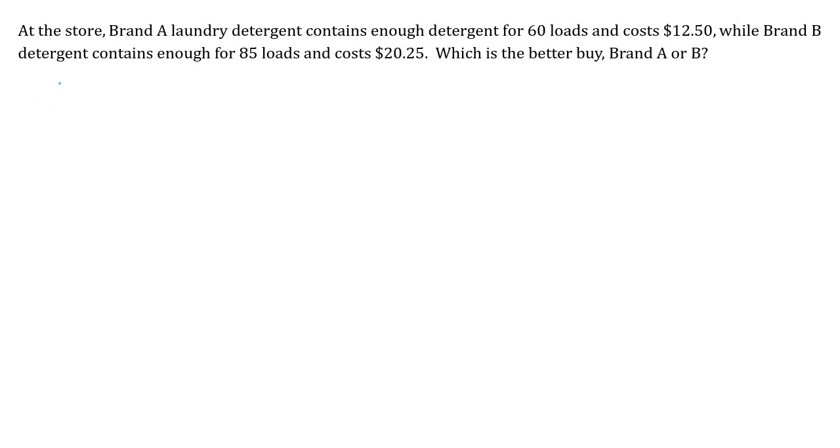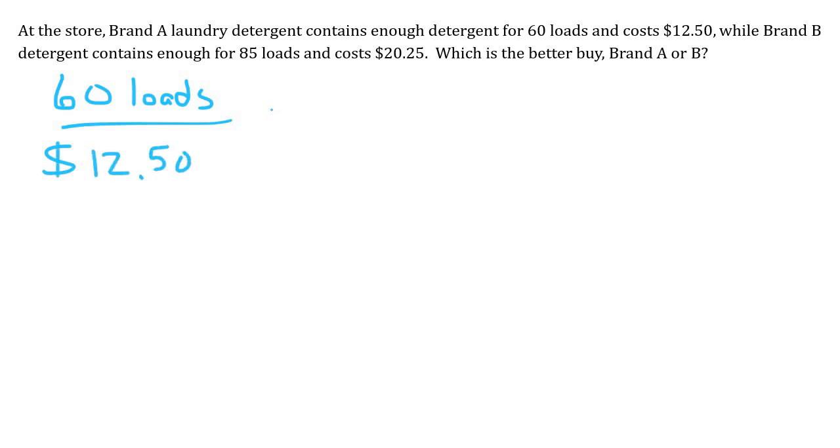We could say, for example, for A, 60 loads divided by $12.50. And I'm including the units because we want to be careful when we're doing this. So when we do 60 divided by 12.50, we're going to get 4.8 loads per dollar. That's not the unit per dollar there.